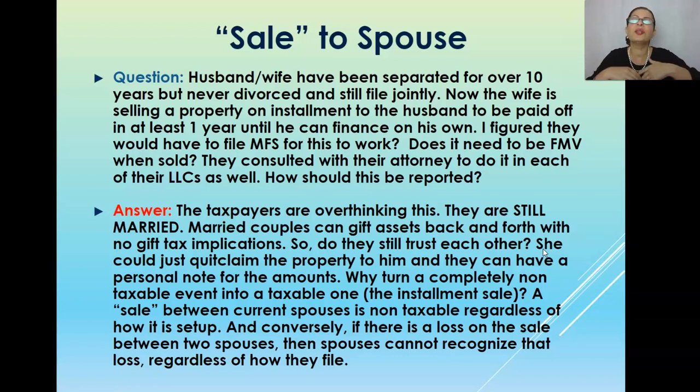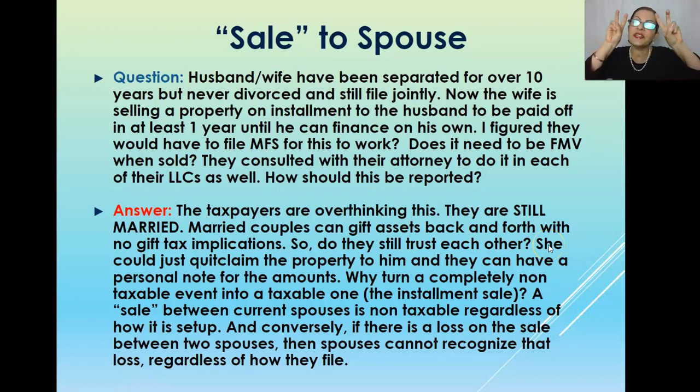There's no installment sale here. I mean, there might be. If they were strangers, it would be. If they were boyfriend and girlfriend, it would be. But they're married. They're considered related parties. So this is not a sale. Okay? It's a gift, really, because they're current spouses.